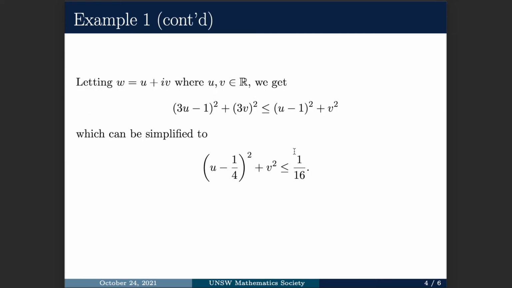Now, letting w equal u plus iv, where u and v are real numbers, we can expand the moduli and obtain this inequality. And we just simplify by putting everything to one side, completing the square, etc. And we find that w also lies on a disk. And so now we can write the image.